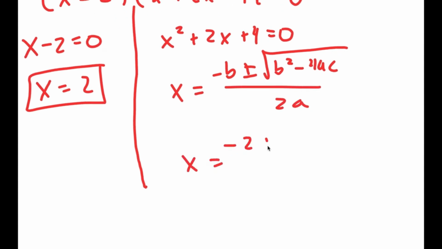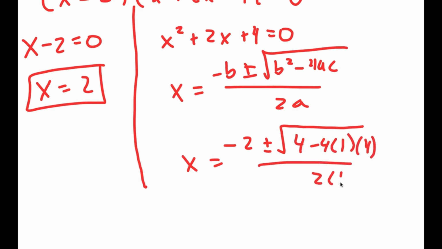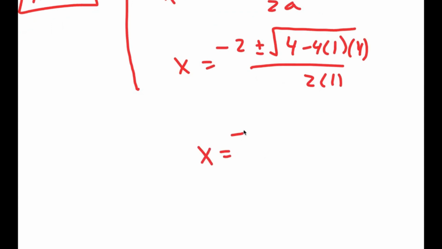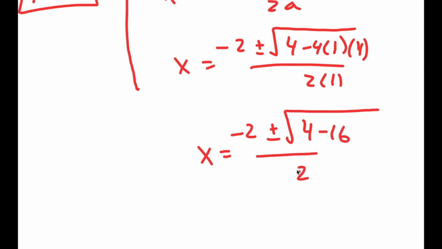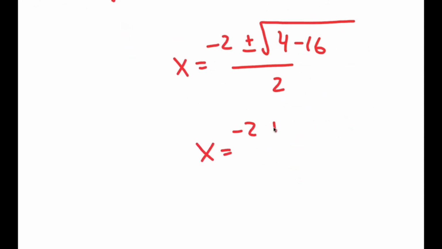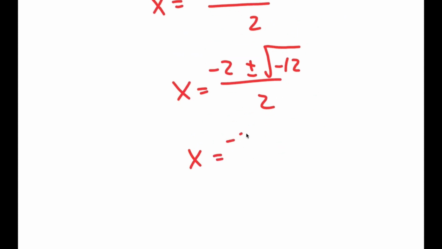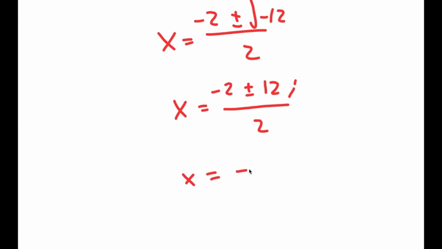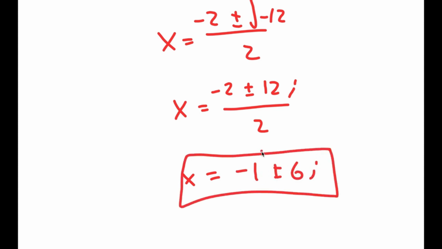So I get -2 plus or minus the square root of 2 squared, which is 4, minus 4 times a, which is 1, times c, which is 4, all over 2a, so 2 times 1. And this turns into -2 plus or minus the square root of 4 minus 16 over 2, which is equal to -2 plus or minus the square root of -12 over 2, which is equal to -2 plus or minus 2√3 i over 2, which is equal to -1 plus or minus √3 i. So these are the two more solutions to this equation.